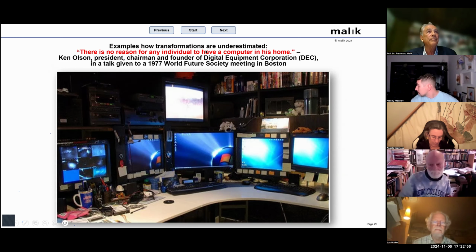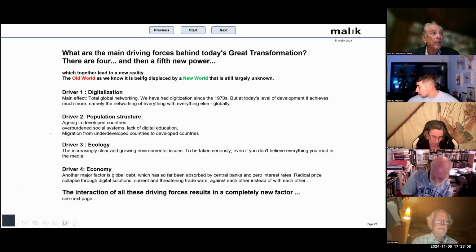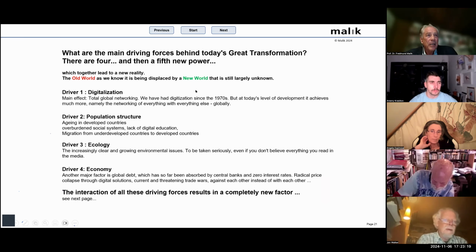Okay, fine, thank you. The next one: what are the main driving forces behind today's great transformation? There are four, and then there is a fifth new power, which together lead to a new reality. That's my position. The old world as we know it is being displaced by a new world that is largely still unknown. Driver one, digitalization.